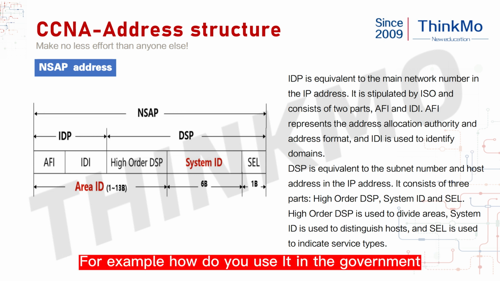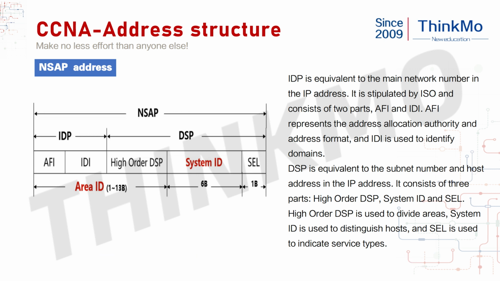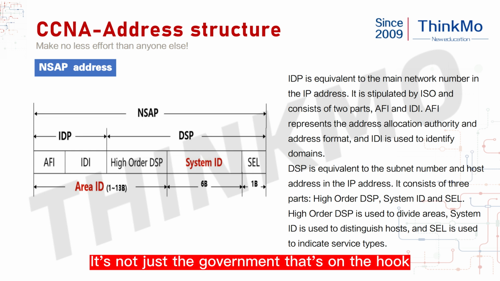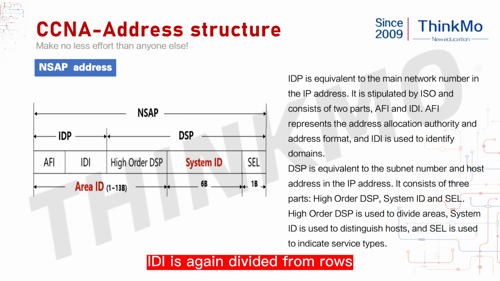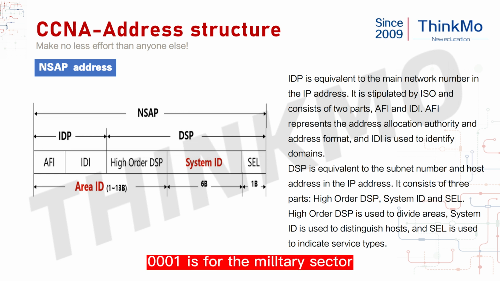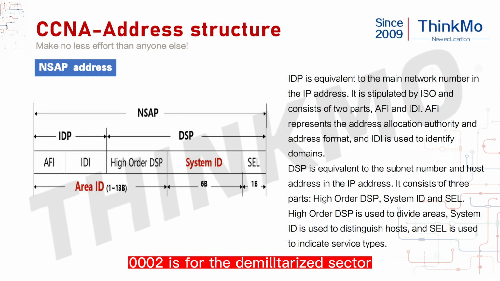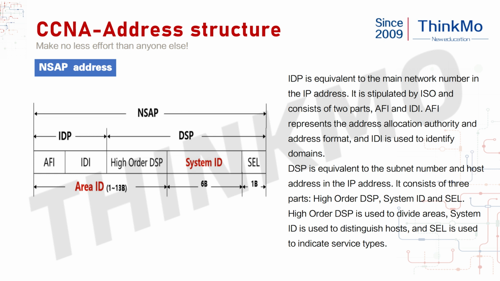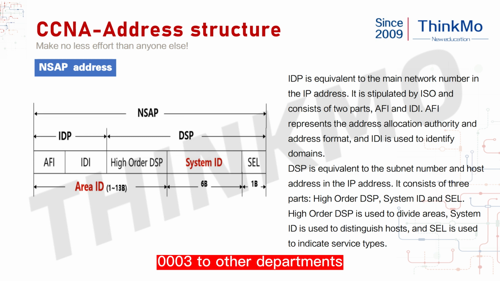For example, how do you use it in the US government? There are militarized departments involved. Demilitarized sectors. And other departments. It's not just the government that's involved. And then there are the corresponding components. IDI is divided further. For example, 0001 is for the military sector. 0002 is for the demilitarized sector. 0003 is for other departments. This is how it differentiates.